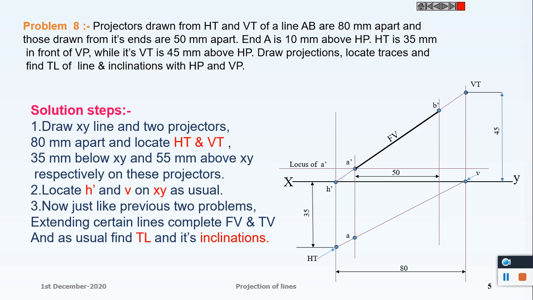That is the front view of the line. And here is A. Of course, B will be here. Join AB as well. That is the top view. Now draw the locus of A as well. B dash and B. By rotating the ends B dash and B, we can find the true length of the lines and inclination with HP and VP. So B is rotated to the locus of A.